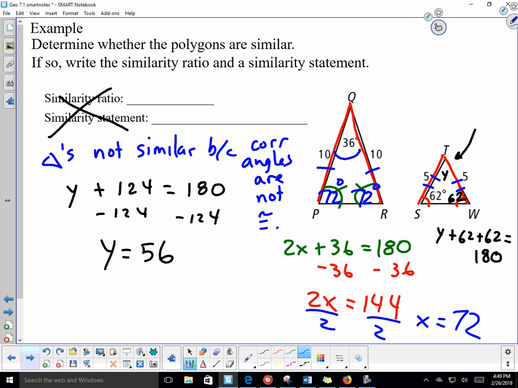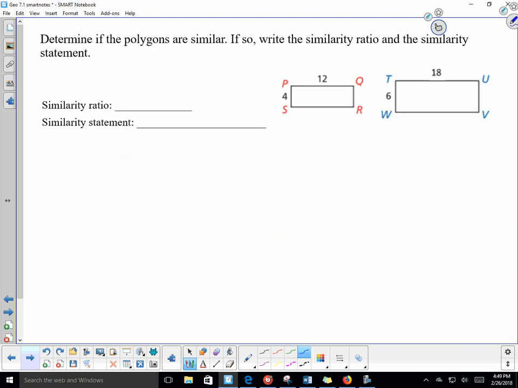Let's take a look at this example. Determine if the polygons are similar. If so, write the similarity ratio and the similarity statement. So in this case, it's not indicated, but it should be. Let's assume that these are rectangles, and so all of these angles are right angles, right? So right now we're already covered with all the angles, corresponding angles are going to be congruent because they're all right angles. Okay, but what about the side lengths?